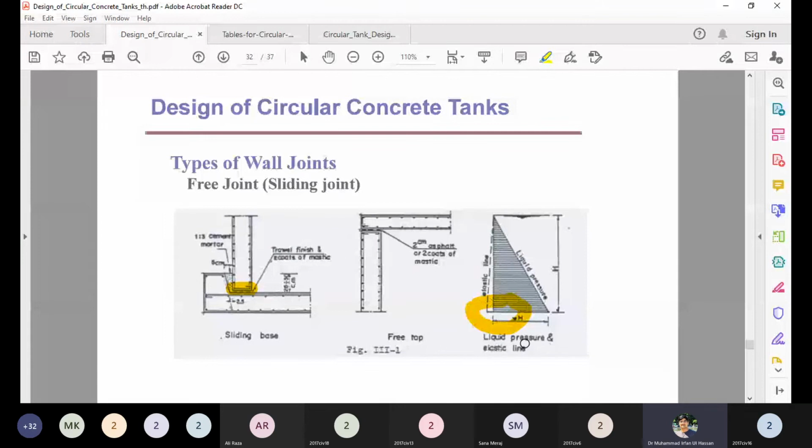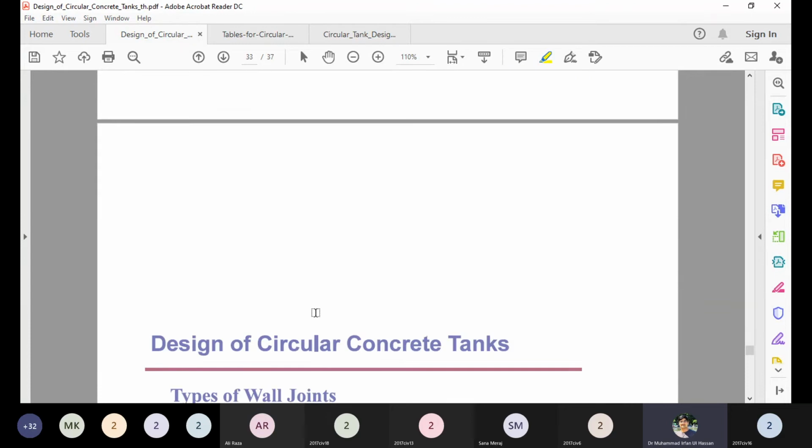The pressure will vary from zero. You know that the liquid pressure is zero at the top and maximum at the bottom. But due to this effect, the movement is not carried out at the joint. This results in larger ring tension in this case, because the larger horizontal force is dominant and the vertical force is very small, as the movement is not resisted by the tank.